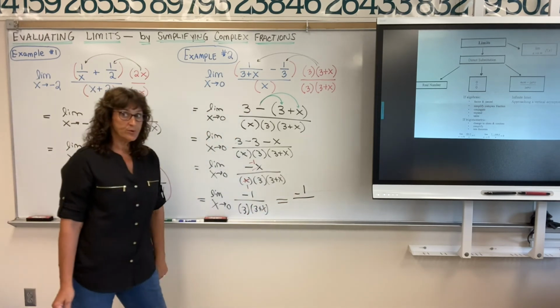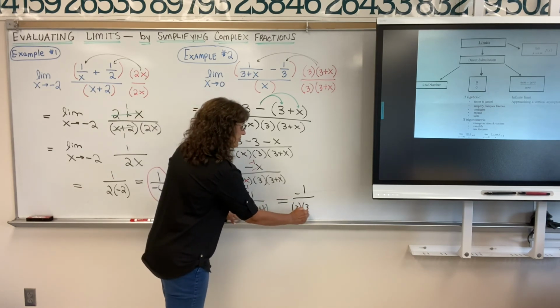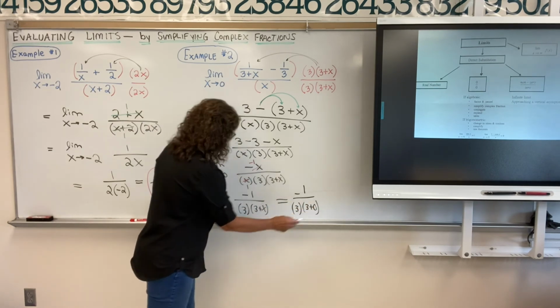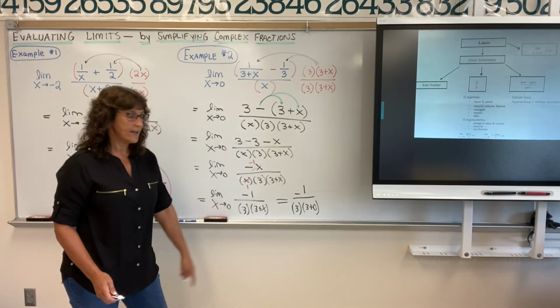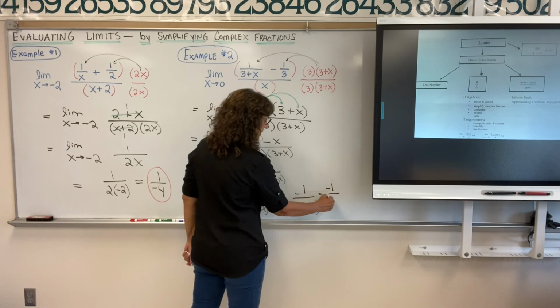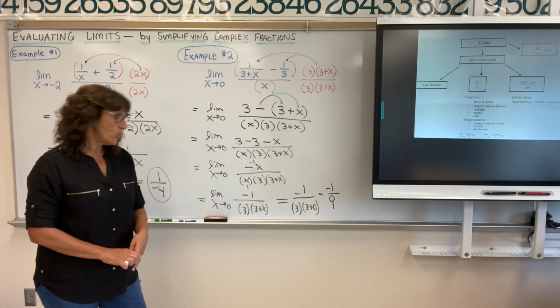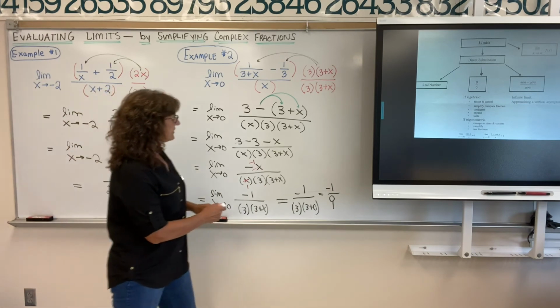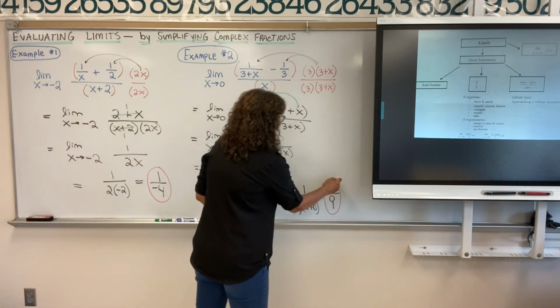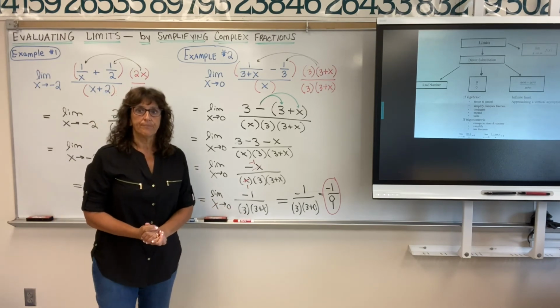We have negative 1 in the numerator. In the denominator, we have 3, and it's multiplied by 3 plus, we substitute 0 in for the x, okay? And then when you multiply this out, we have the negative 1 in the numerator. 3 times 3 gives us 9 in the denominator, negative 1/9. Here is the answer to this limit problem, okay? So here's the answer to the limit problem.